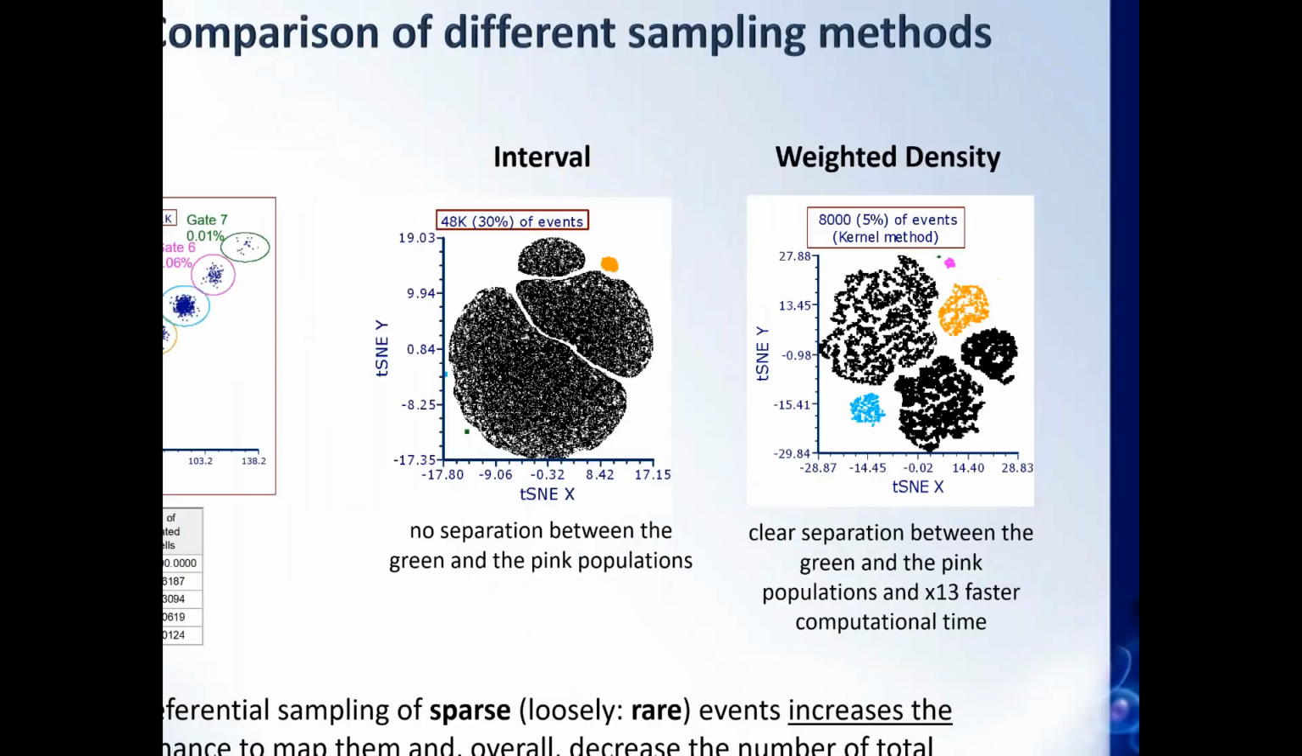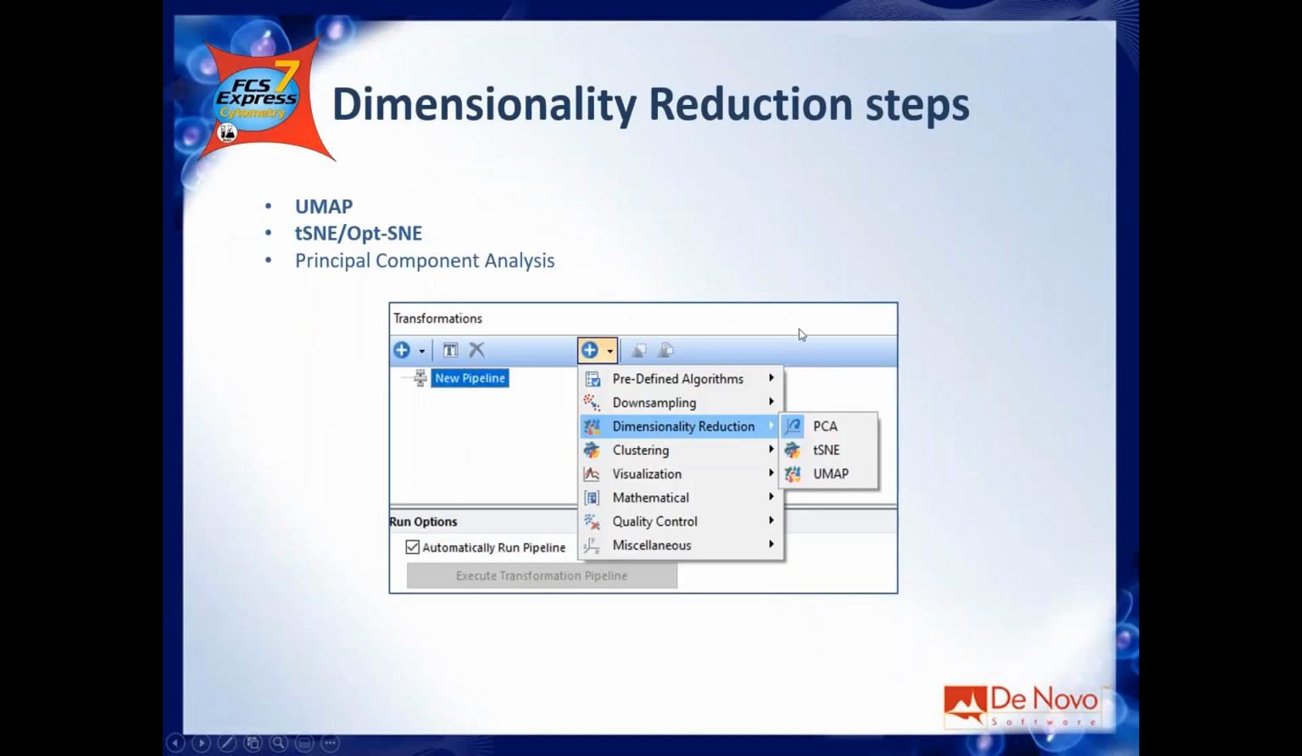Now, let me zoom out and let's go to the core part of our pipeline, the dimensionality reduction step. We have so far UMAP, which is new. We didn't have it in the past release. Then tSNE, and then we have principal component analysis. And you can find them in the dimensionality reduction category listed here. So we will add UMAP just because it's new.